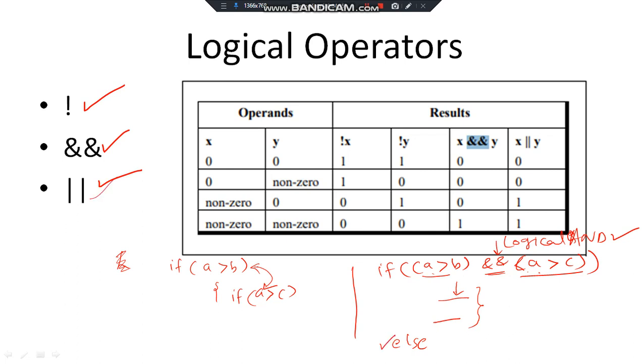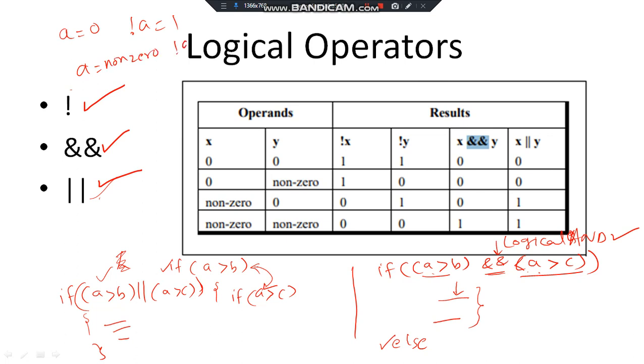For OR, what is going to happen is, if I write it in this way, let us say if A is greater than B, or, with the double parallel line, A is greater than C, then whatever instructions or statements we have written inside will be executed if any one of these two is true. That is OR. Whereas for NOT, if the value of A is equal to 0, then NOT of A will be 1. If the value of A is non-zero, any value, then NOT of A will be 0. So these are the three logical operators that are generally used.